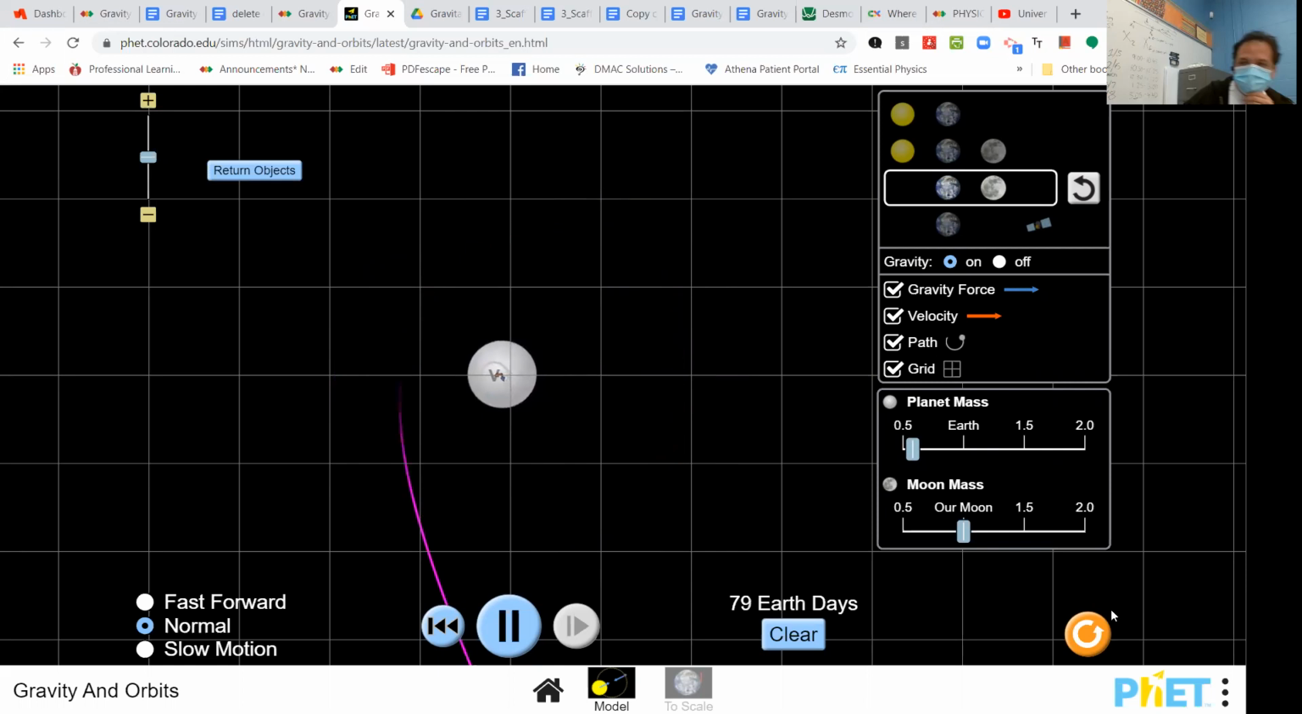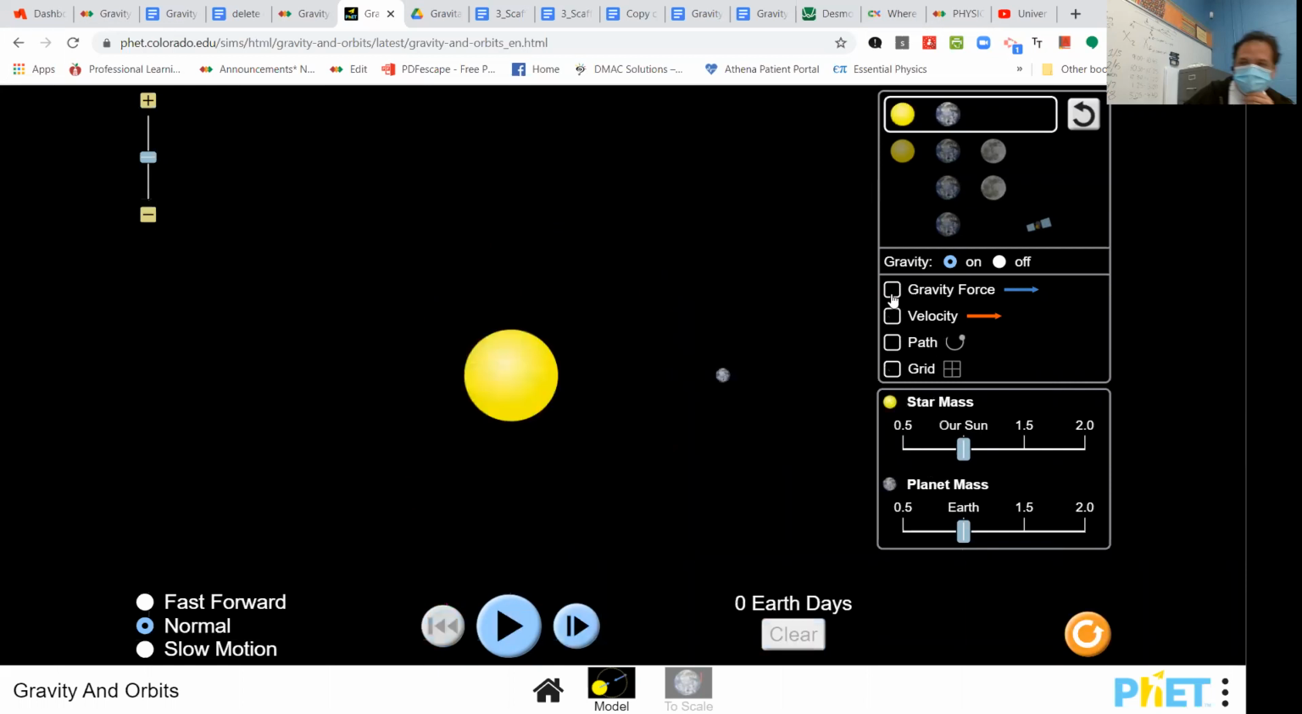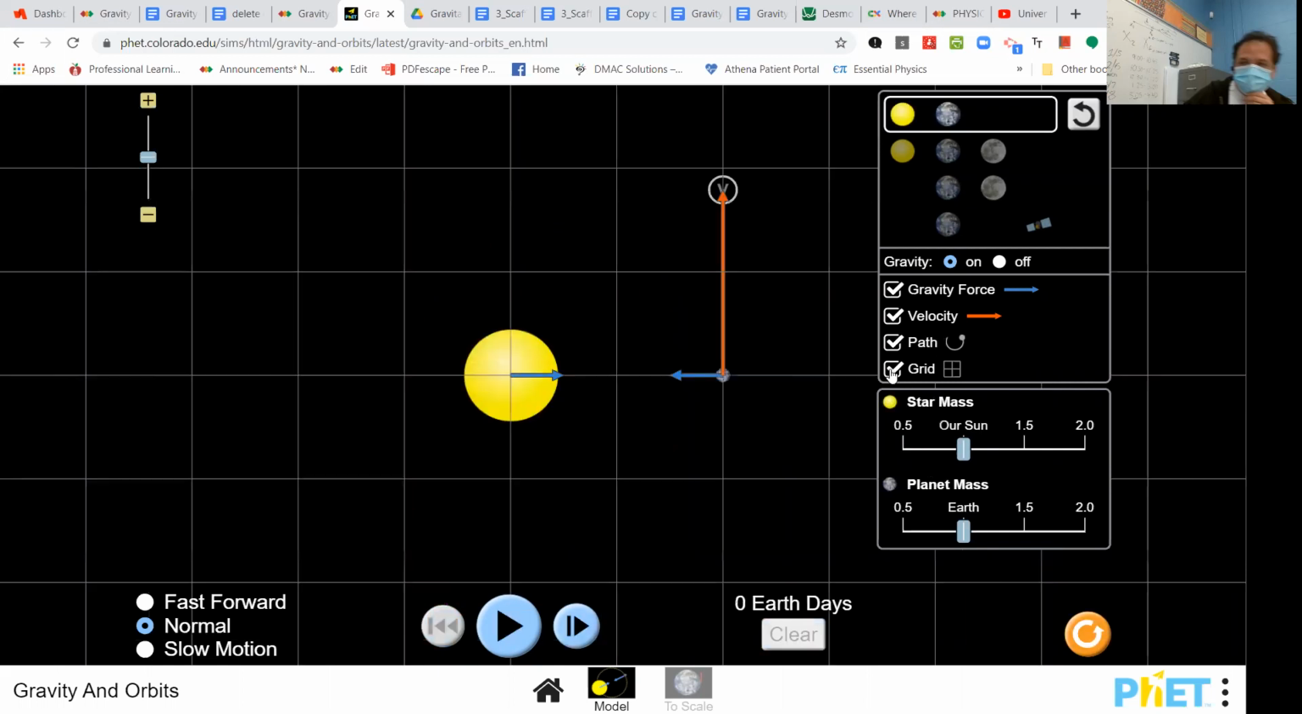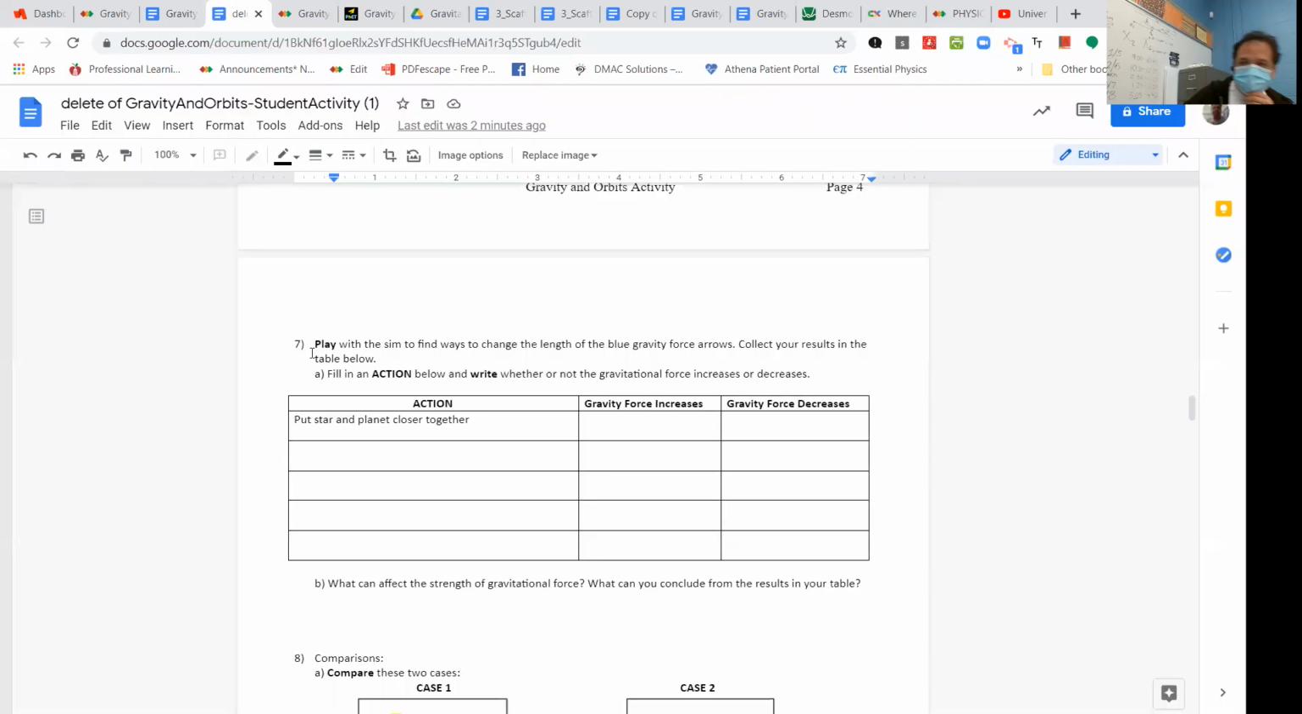You could change their distance. So what happens to the blue arrow if I put it farther away? What if I put it closer? Stuff like that. So check that out. Because the size of the arrow represents the magnitude of the force, right? Like how big is it number wise?